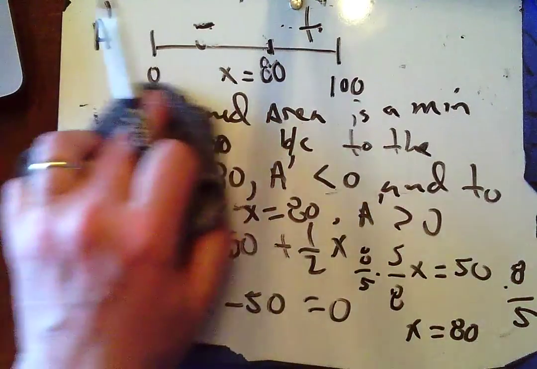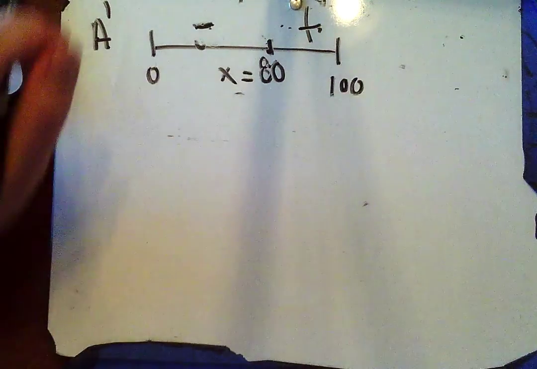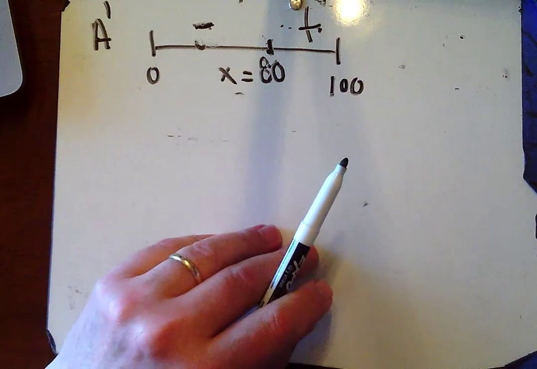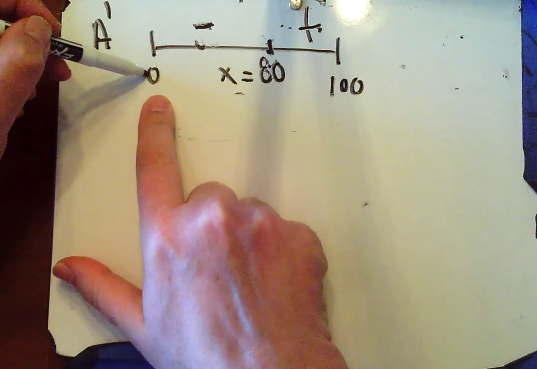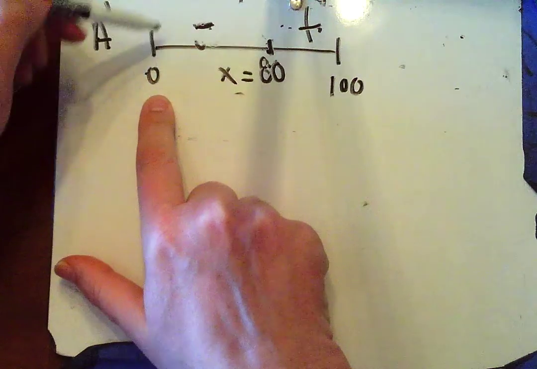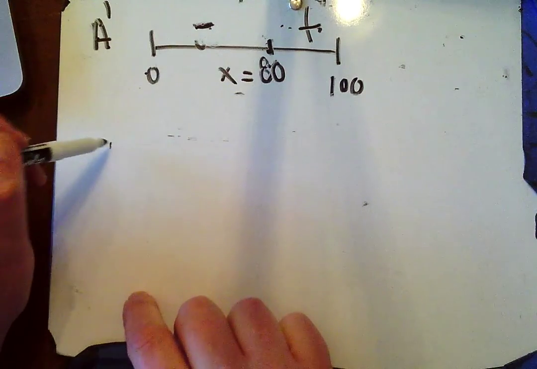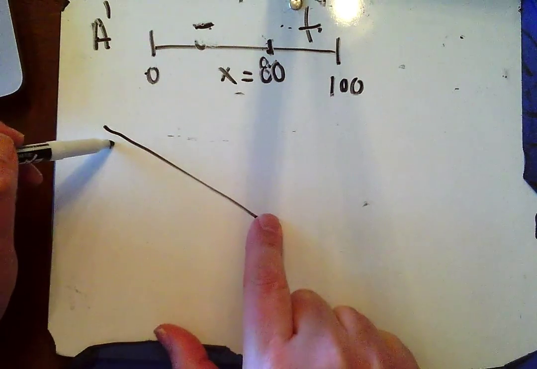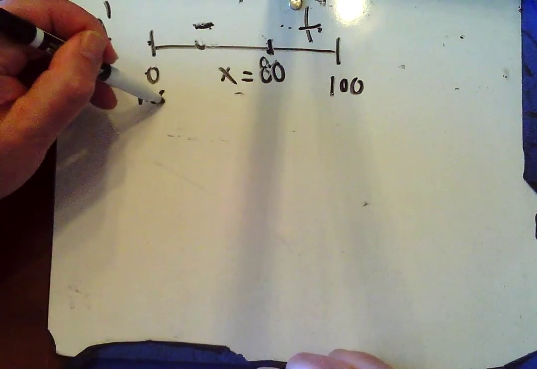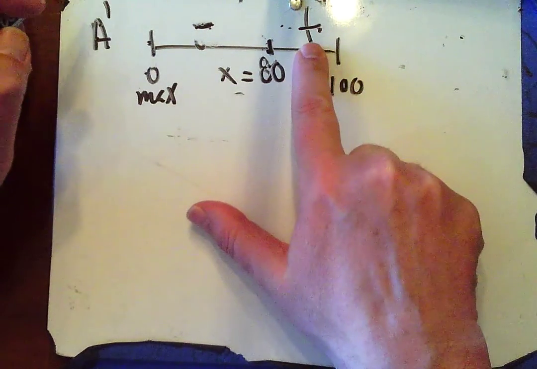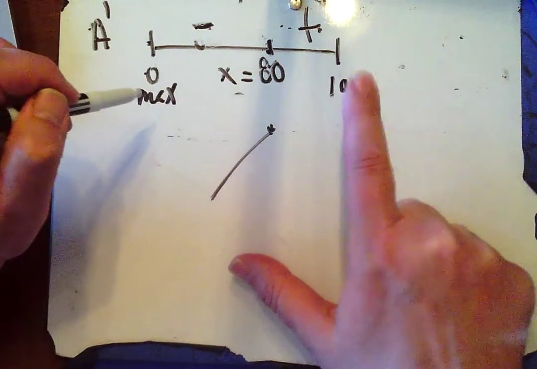Or do I? And this was, of course, the reason why all those kids were so terribly upset with the College Board the year they saw this problem show up, because it turns out that when x equals 0, we have a maximum. Look, A prime is negative here as well, which means from x equals 0 on, our area function is decreasing. Well, that means that this is a maximum here. And after 80, A prime is positive, so area is increasing until we get to 100. So that's also a max.